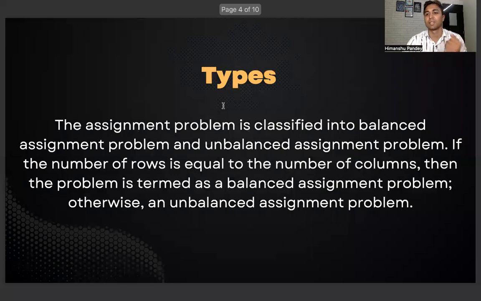So let's try to understand the types of assignment problem. The assignment problem is classified into the balanced assignment problem and the unbalanced assignment problem. If the number of rows is equal to the number of columns, then it is a balanced assignment problem. If the numbers of rows and columns are not equal, then it is an unbalanced assignment problem.